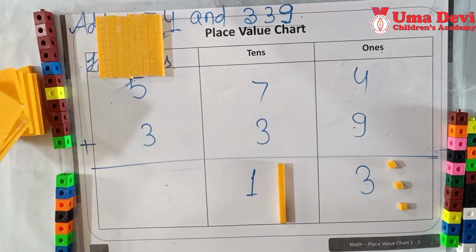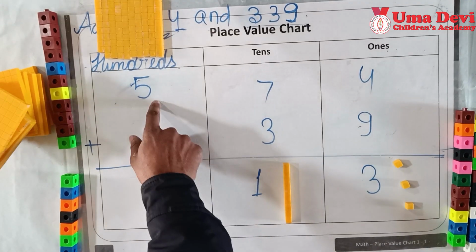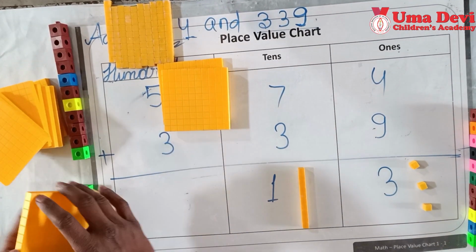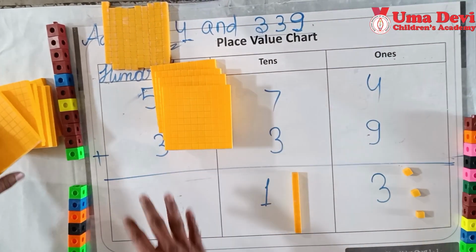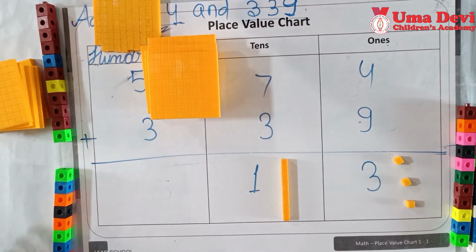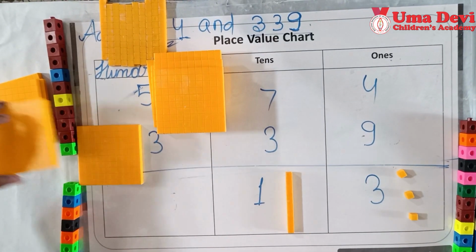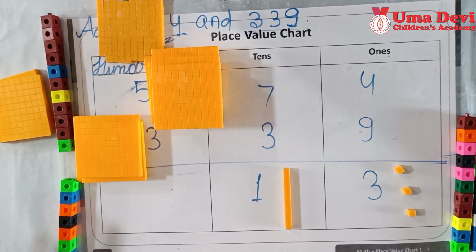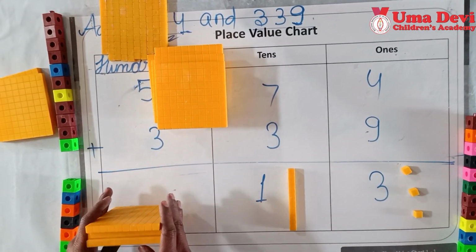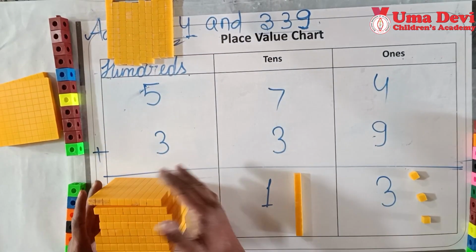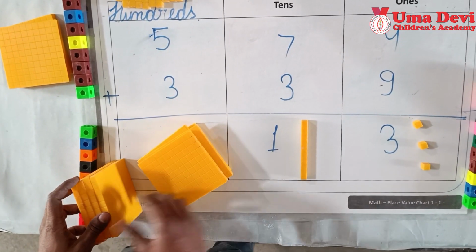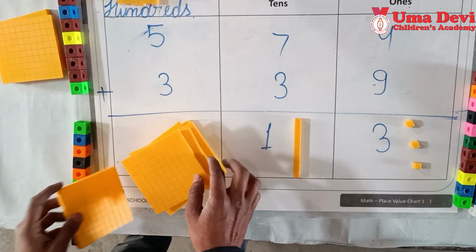Now come to this. This 100 will be put there, and for this 5 we will take 5 hundreds blocks. 1, 2, 3, 4 and 5, correct. For this 3 we will take 3 hundreds blocks. So 1, 2 and 3, right? As we know that whenever we add the numbers, we put things together, right? So put all these blocks together. Now count it. 1, 2, 3, 4, 5, 6, 7, 8.